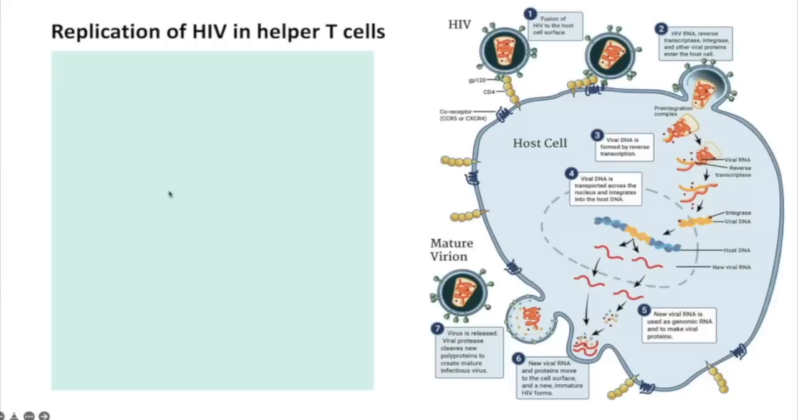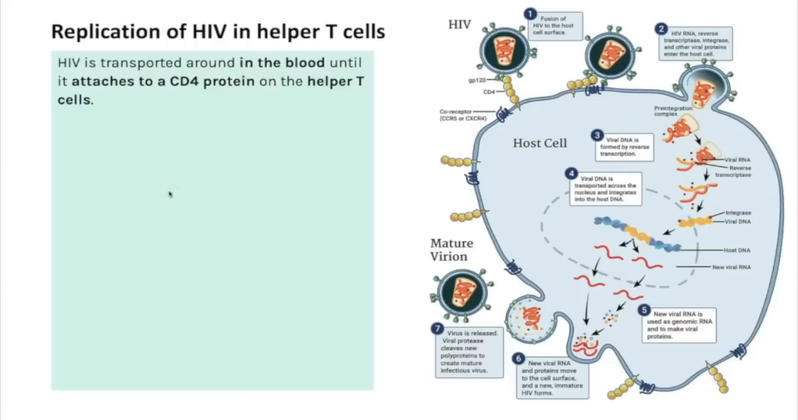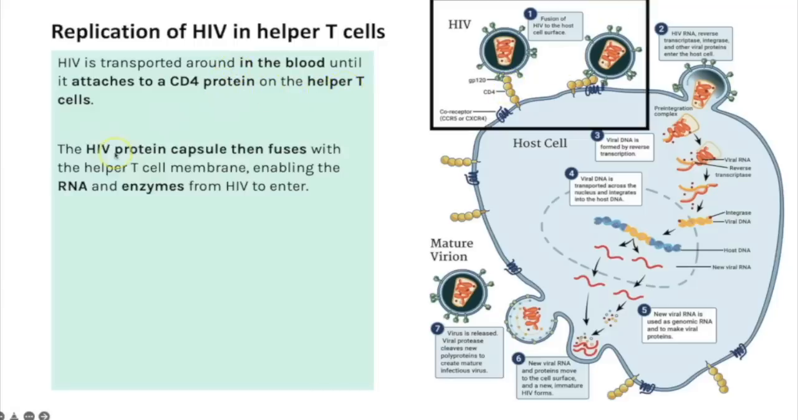So the way that HIV replicates in helper T cells is that first of all, it's transported in the blood until it attaches onto a CD4 protein, which is one of the attachment proteins on the outside of helper T cells, which we can see just here. The HIV protein capsule then fuses with the helper T cell membrane, enabling that RNA and enzyme to be injected or enter into the host's cell.